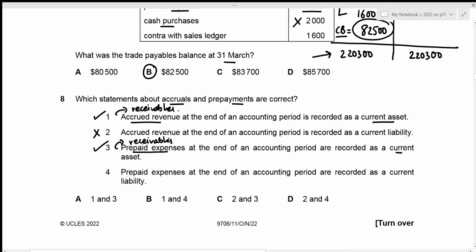And the fourth one is prepaid expenses at the end of an accounting period are recorded as a current liability. Again, once it is an asset, it cannot be a liability. So this statement is automatically incorrect. So the only correct statements are 1 and 3, which is given in option A. That will be the correct answer. This concludes question number 8. We can now move towards question number 9.